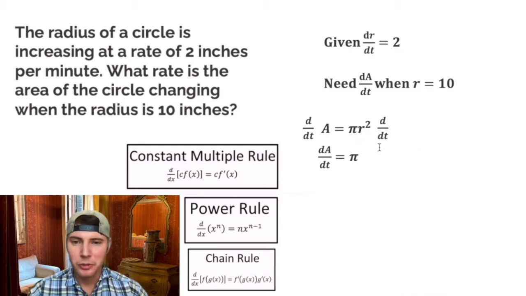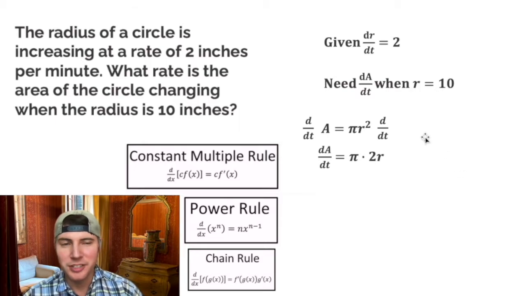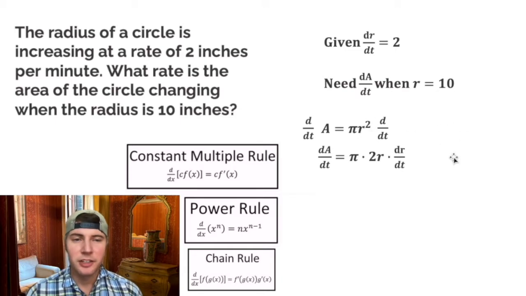Next is the power rule. It says this 2 right here, we pull it in front, and then we reduce it by 1, giving us just r to the 1. And the last is the chain rule that says if you have a function inside of a function, you also need to do the derivative of that. In this case, we have this r inside of the squared function, so we need to take the derivative of that as well. So that'll be dr/dt.